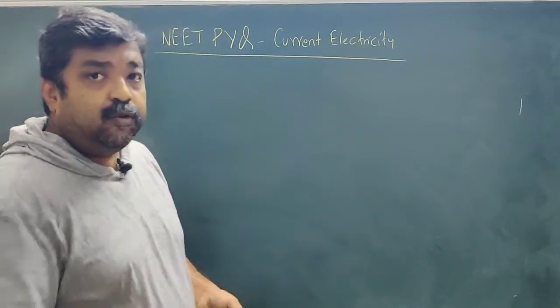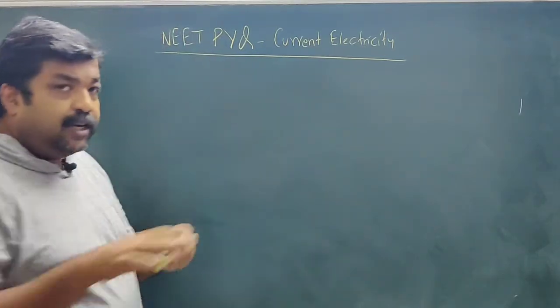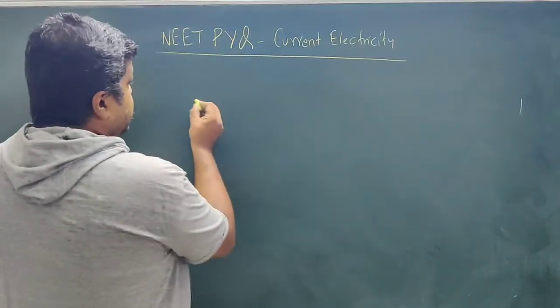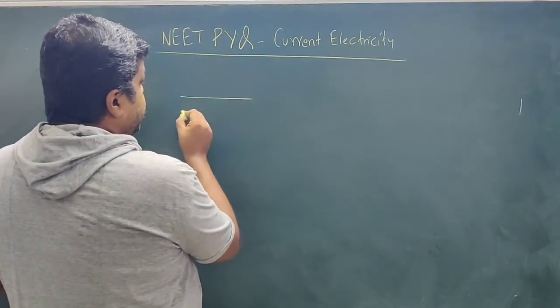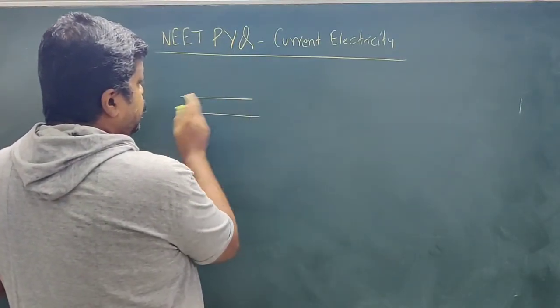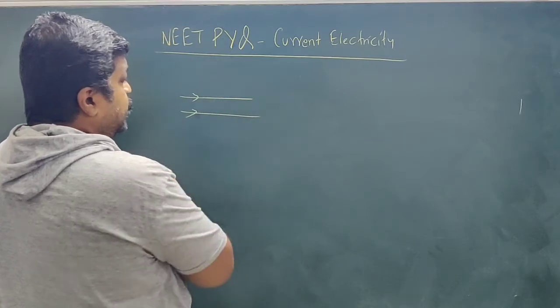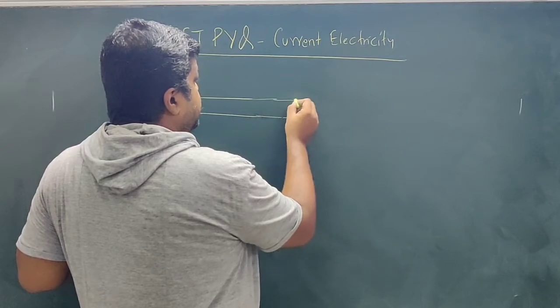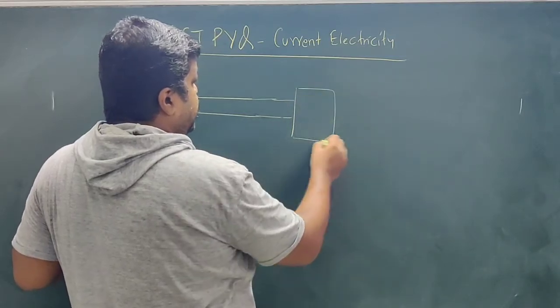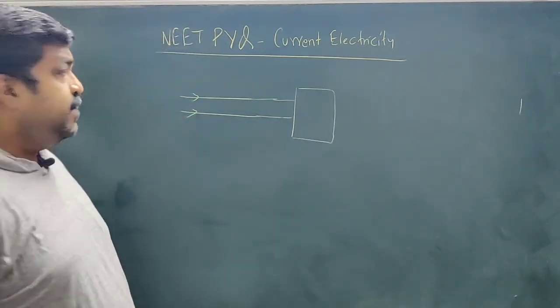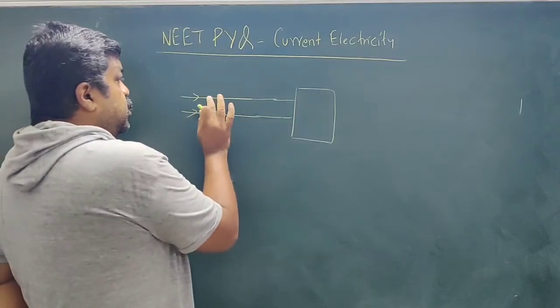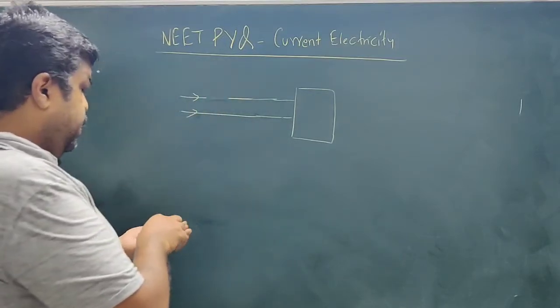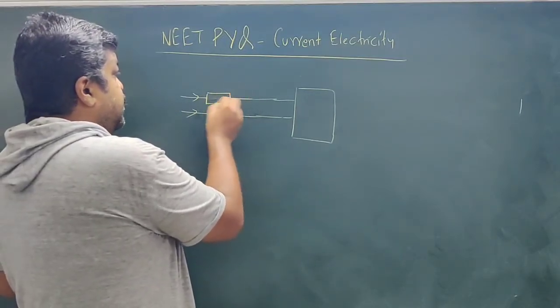But one thing you need to know, though it is not asked in this question: suppose you have a circuit like this, with two connecting wires, the power line wires, carrying current to some device. The fuse will be connected like this. This will be the fuse.